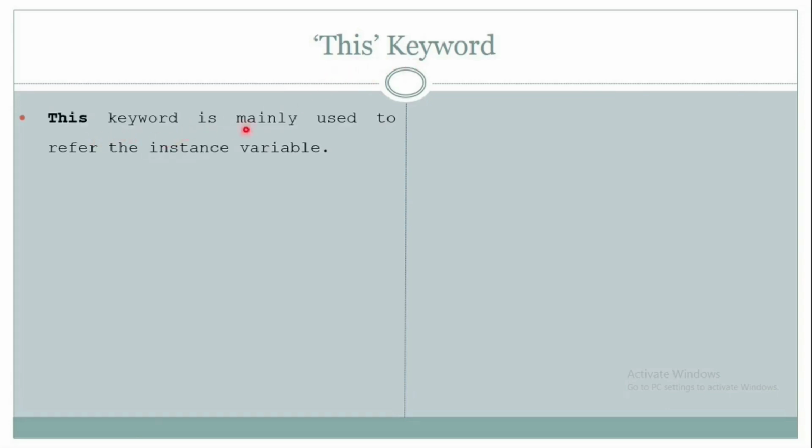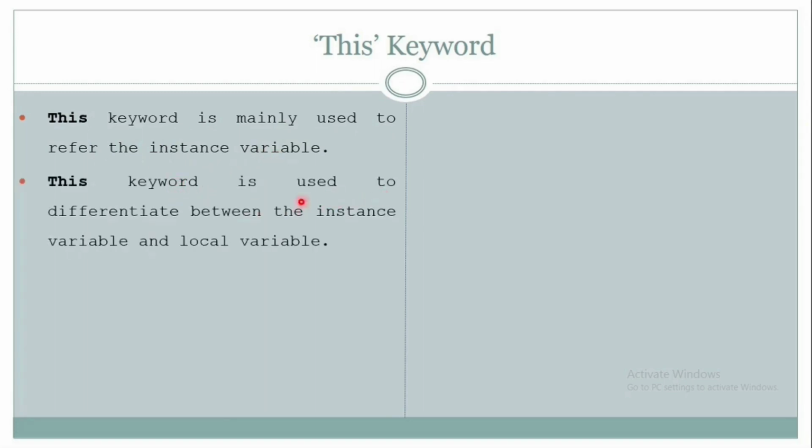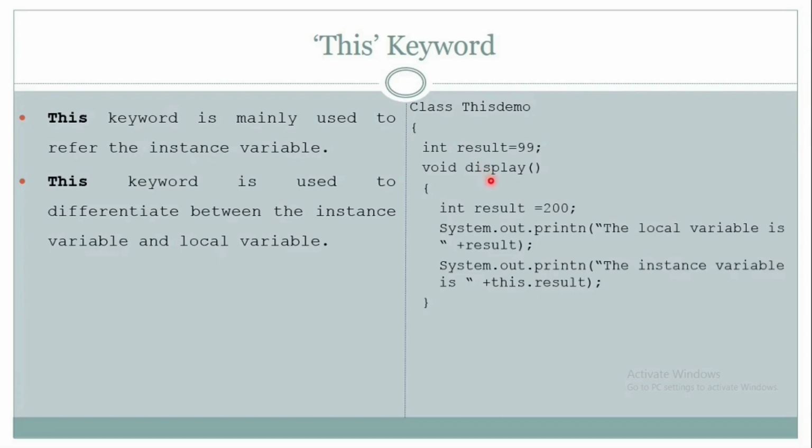The this keyword is mainly used to refer to the instance variable, and it is also used to differentiate between the instance and local variable. Let us understand it with a simple program. Here we have created a class with the name this demo. Here result is equal to 99, so this result is an instance variable. We have created a method called display. Within the method we have again declared a variable called result. This variable is called a local variable, whereas the other is called an instance variable.